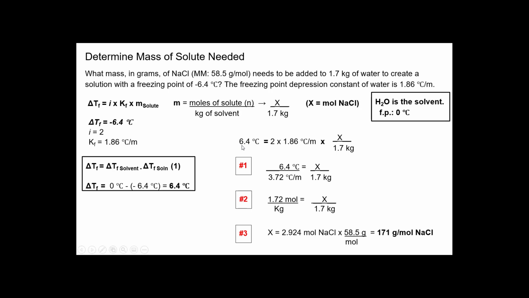So we set up the freezing point here. We have an i factor of 2. We have our Kf factor here. And then we set up the molality, and all you do is simply solve for X. This is me just breaking it down. I multiplied these together, divided them, brought them on this side, and then the Celsius cancels out.